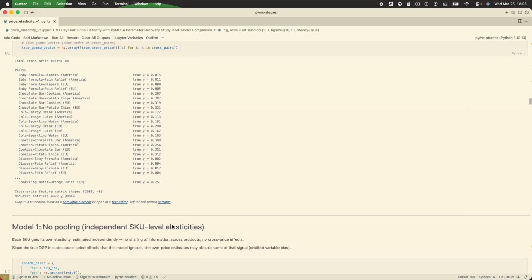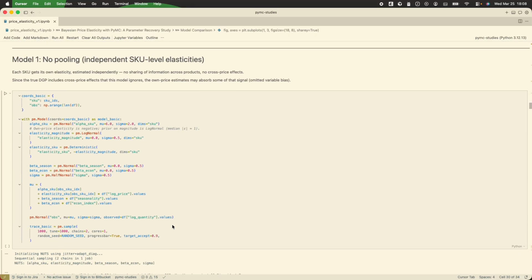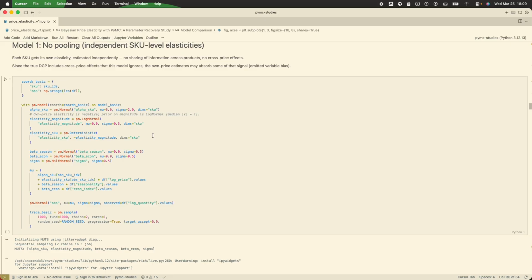So the first model we're going to build using PyMC. How does it work? Each product will get its own elasticity coefficient, of course, but they don't share information. We do not look yet at categories or cross-price effects. We just want to have a sort of baseline model. How do we build it?